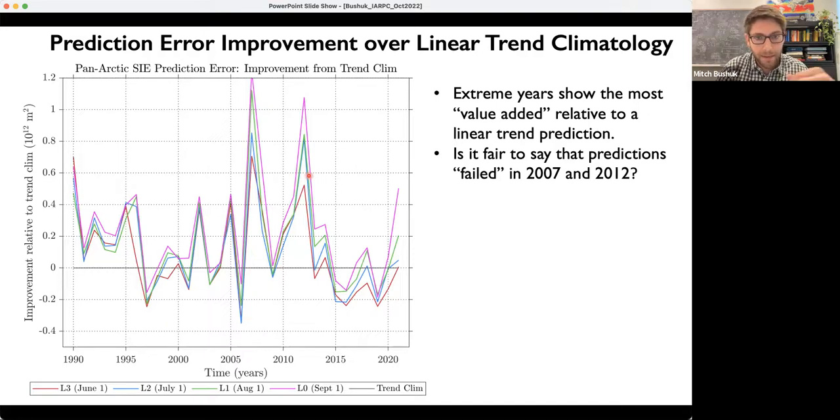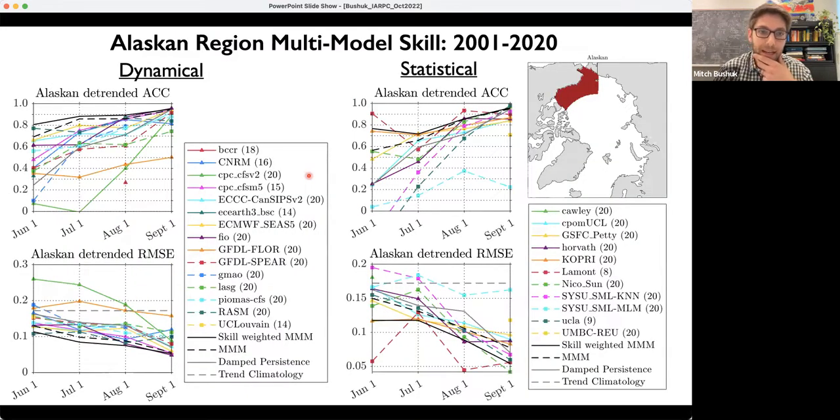Great, so I think my time is basically up. So I'm just gonna zip through these last couple slides pretty quickly. But these are showing the similar sort of multi-model skill plots for regional sea ice extent now. And so these are showing the Alaskan region and just focusing on the detrended skill metrics.